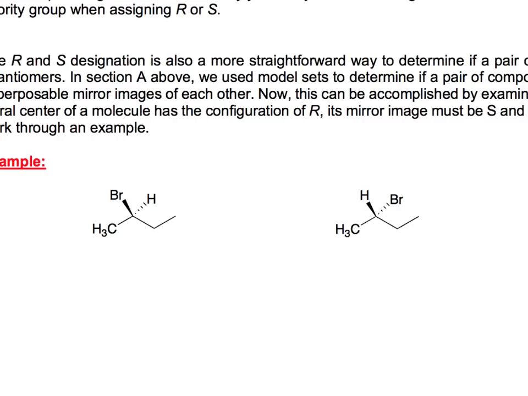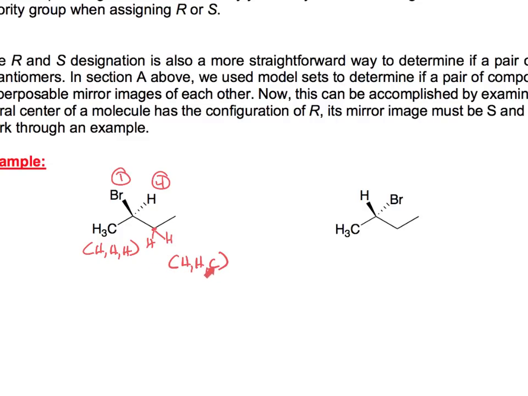Our lowest priority group in this case is our hydrogen, it's 4. Our highest priority is bromine, it's 1. Here we've got a carbon, here we've got a carbon. So we have a tie, so we have to see what's attached to each of these. This carbon has 3 hydrogens, so it's an H, H, H. This carbon here has 2 hydrogens attached to it plus an extra carbon. So this guy is going to be an H, H, C. Doesn't matter which way you put them in there.